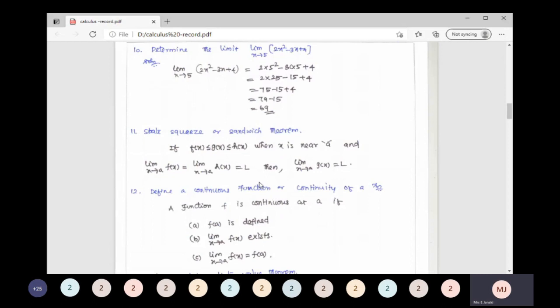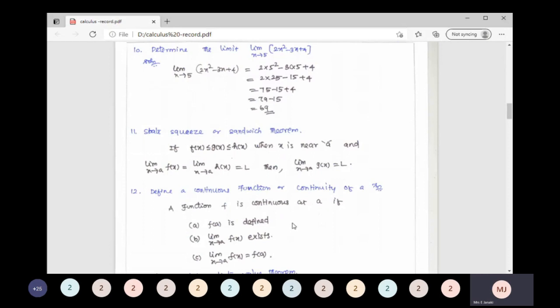And next, this is the statement of the sandwich theorem. Take the two functions f of x and h of x. Now we introduce one new function g of x in between f of x and h of x. And the limit as x tends to a of f of x and the limit as x tends to a of h of x are the same, that is, the value is L. Then g of x also takes the same limit whenever x tends to a. This is called the sandwich theorem.